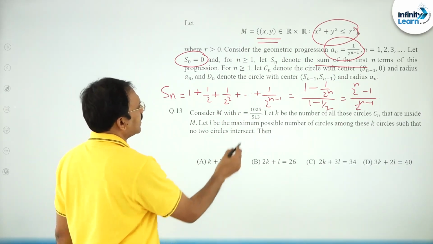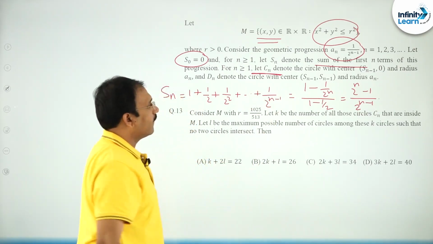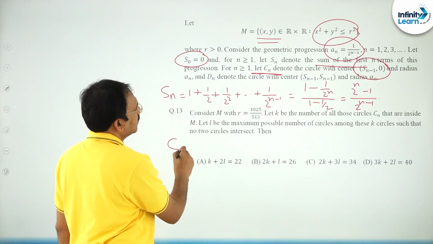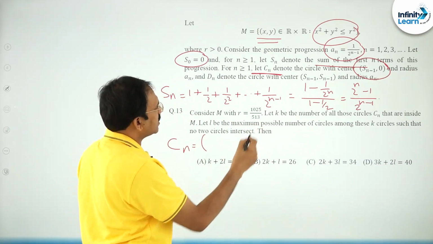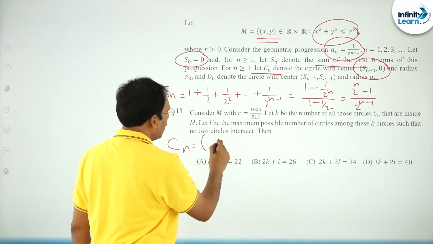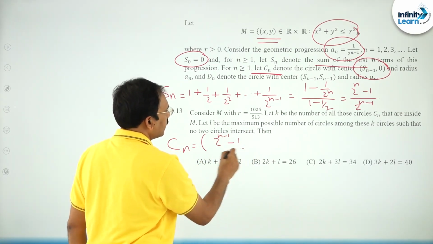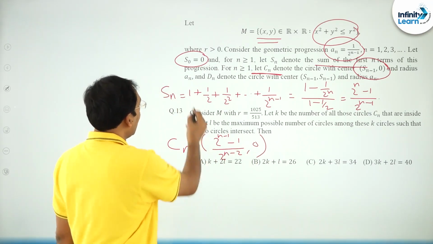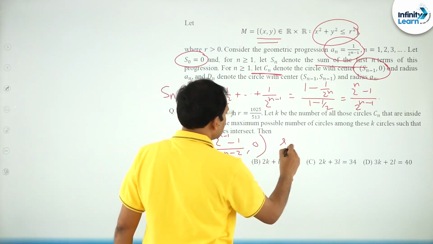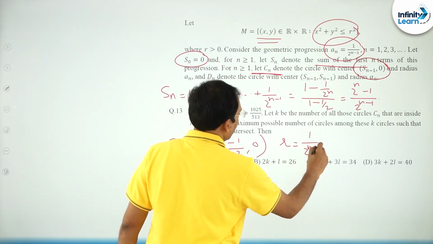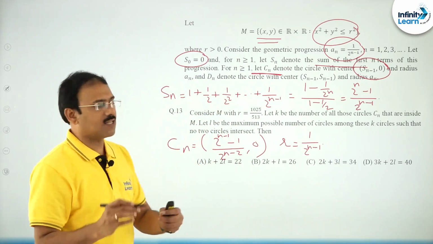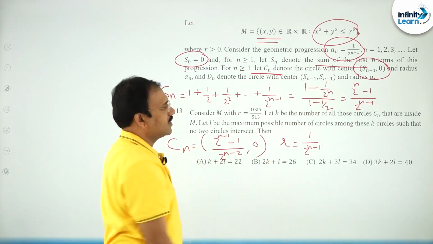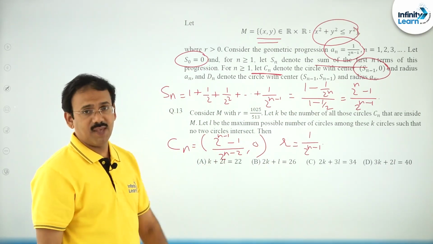Now friends, he has taken circles C_n with center S_{n-1}, 0. So the centers of C_n are S_{n-1}, 0, which means 2 power n minus 1 minus 1 by 2 power n minus 2, comma 0. These are the centers, and the radius is a_n, which means the radius is 1 by 2 power n minus 1. He has taken all such circles, that is one family, and D_n is another one. He has chosen the center at some other place and the radius is the same a_n.